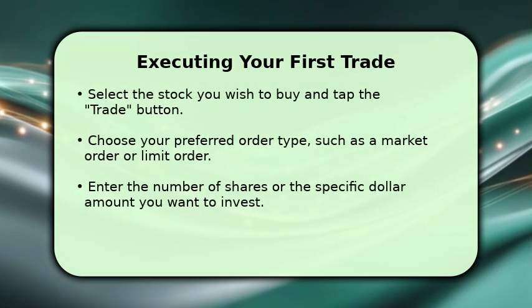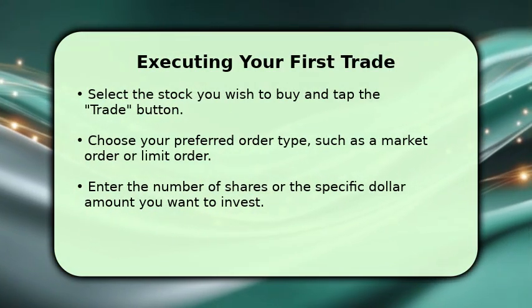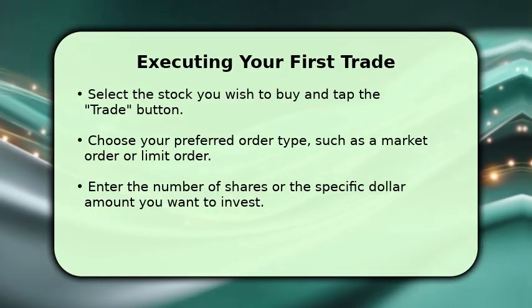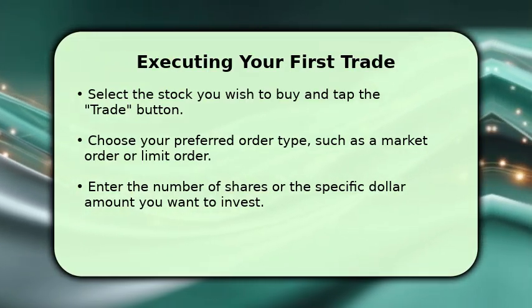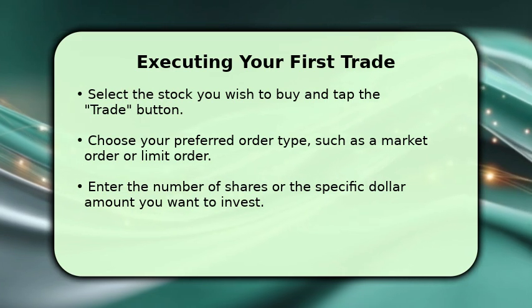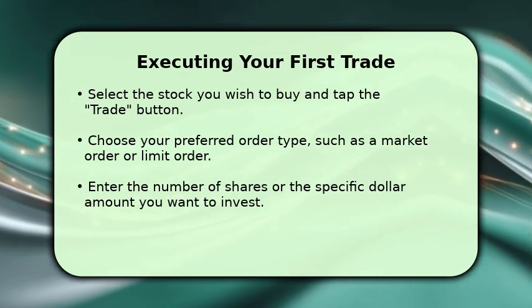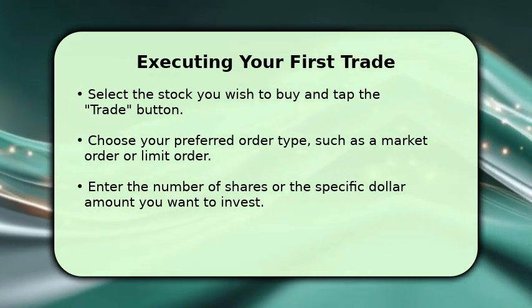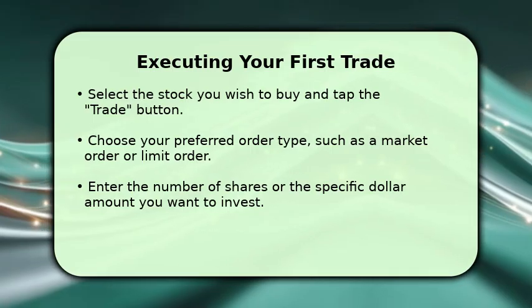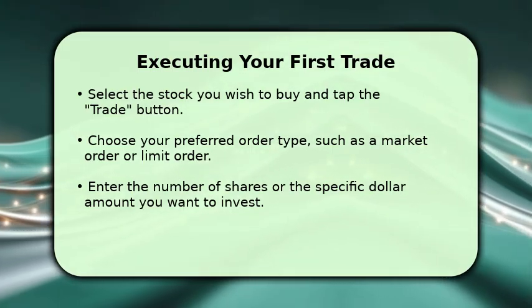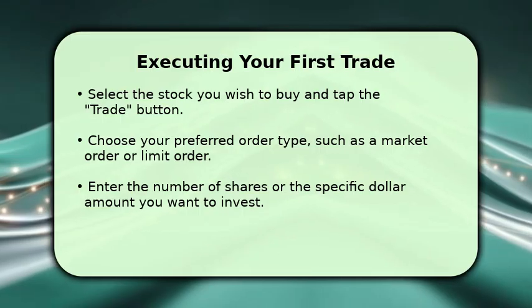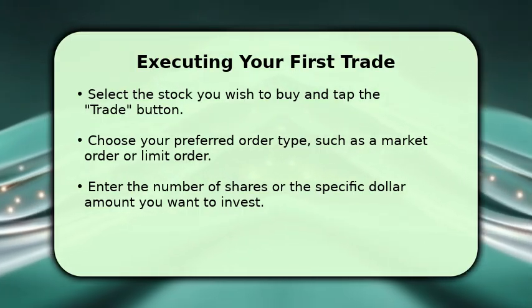To place a trade, select the stock you want to buy and tap the Trade button. You'll then choose your order type. A market order executes immediately at the current price, while a limit order lets you set a specific price you're willing to pay. Enter the number of shares you wish to purchase or the exact dollar amount you want to invest. Review your order carefully before confirming the trade.